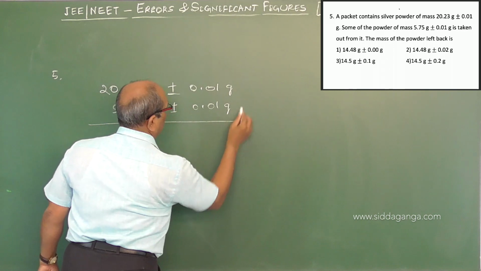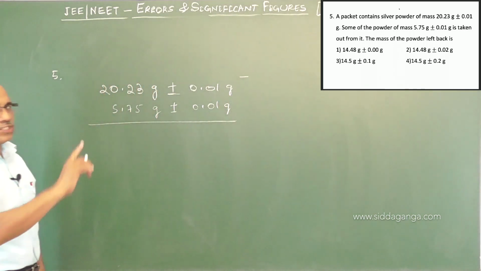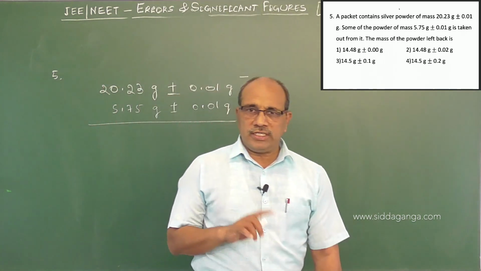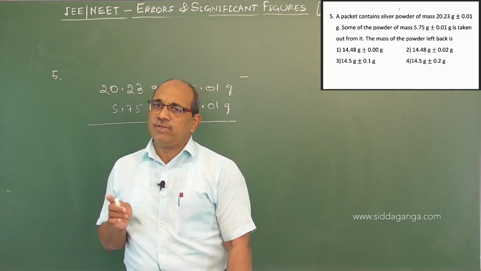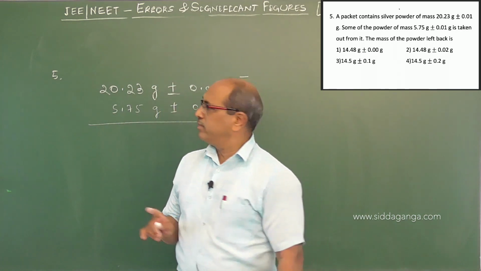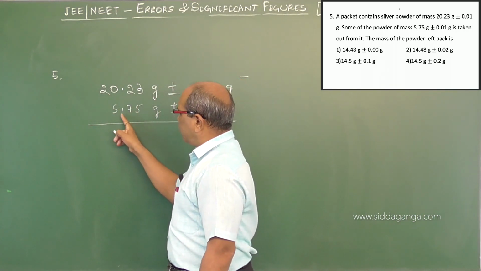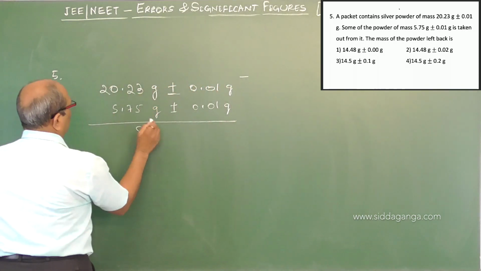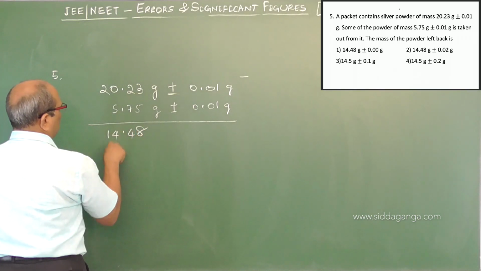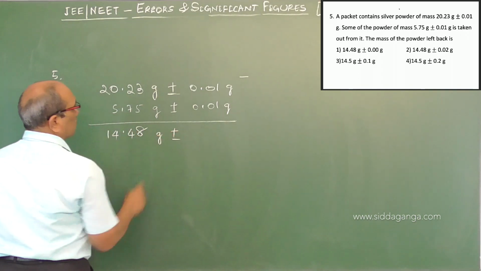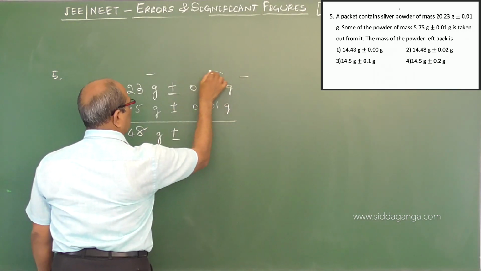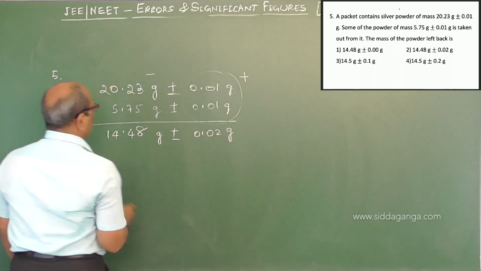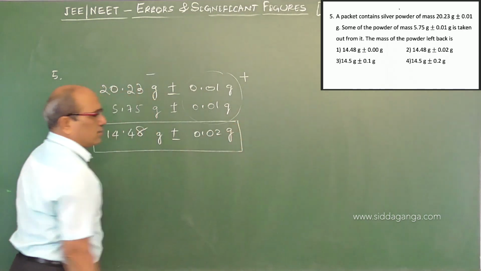One thing you remember here, two things. One, we have to subtract. Another, we have to use the significant figures rule. I told you in addition and subtraction, you have to maintain the minimum number of digits after the decimal point. In both cases, there are 2 digits after the decimal point. The final answer should be in 2 digits: 14.48 plus or minus. But in this subtraction, the error is always to be additive. Therefore, it becomes 0.02 gram. This must be your possible answer.